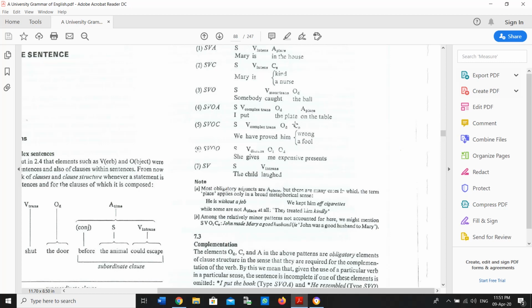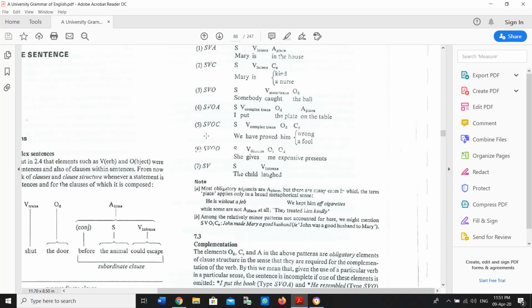I put the book in the bag. It's like this. I kept the keys on the table. Or I kept the keys in my bucket. It is a place also.